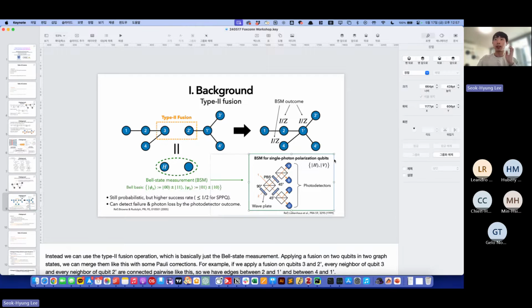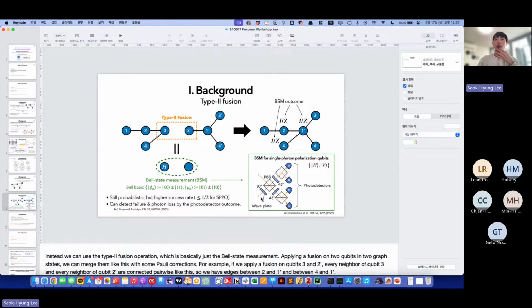Of course, it is for single photon polarization qubits, so it is a bit different for other encodings, like dual-rail qubits. But these are wave plates, which rotate the polarization angles of the qubits, and these are polarizing beam splitters, where the photon passes through directly when it is horizontally polarized, and it is reflected if it is vertically polarized. And these are photodetectors, which detect whether there is a photon or not. So we have some photodetector patterns that can determine the success of the fusion process. And if it succeeds, then we can do this merging process.